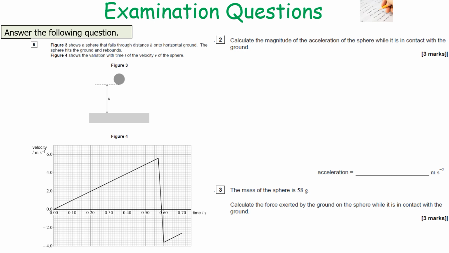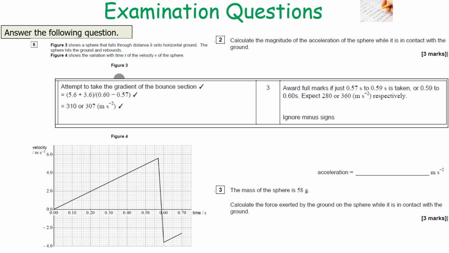Well, we're trying to work out acceleration. Now, on a velocity-time graph, acceleration is equal to the gradient of the line. So you've got to work out the acceleration whilst the object is bouncing. And you can tell the bounce section because if you look on your graph, you can tell that it's going from 5.6 to minus 3.6, so you can work it through that way. That's the bounce section because that's when it's doing that almost vertical line, and then we can work out our gradient that way to get 310 or 307 meters per second squared.